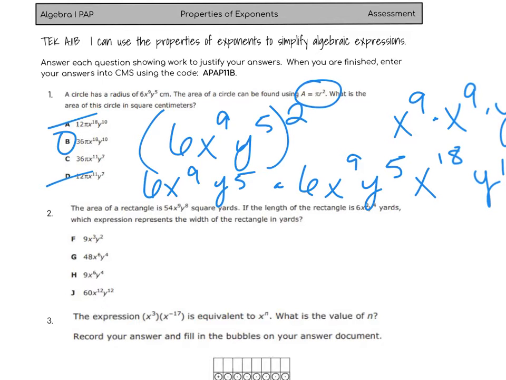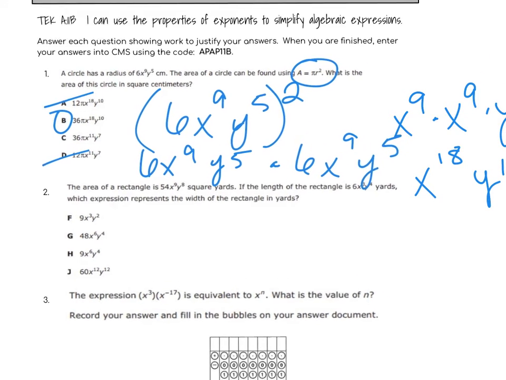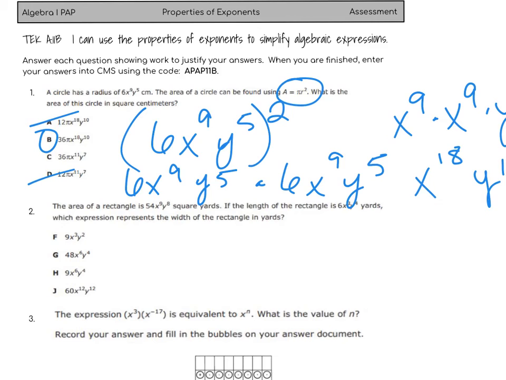Okay, number 2, the area of a rectangle is 54 x to the 9th y to the 8th square yards. The length is, well, I can't read it, I wrote over it. Oh, hang on, it's stuck there. Let me find a test. The length is, hang on.